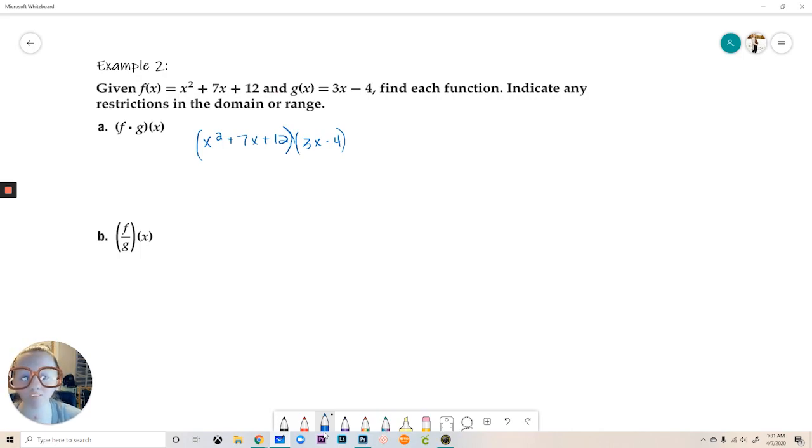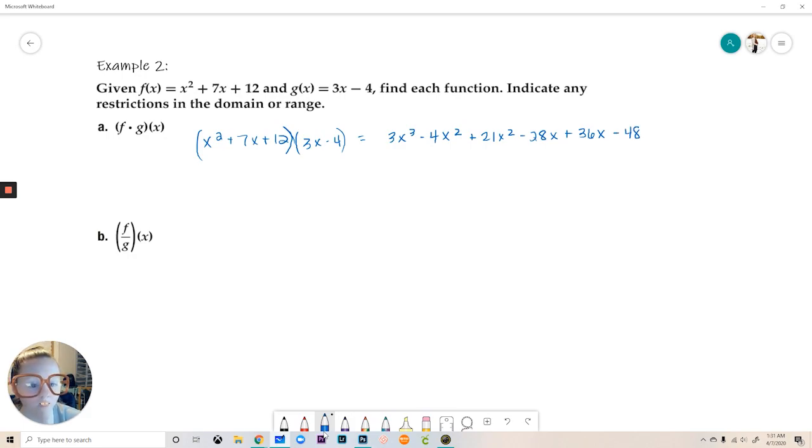So I'm going to take my x squared times 3x, which is 3x cubed. X squared times a negative 4 is negative 4x squared. 7x times 3x is 21x squared. 7x times negative 4 is negative 28x. And then we've got 12 times 3x, which is 36x. 12 times negative 4 is negative 48.